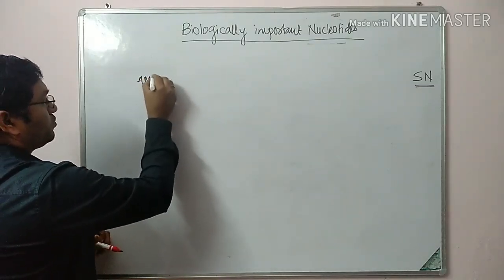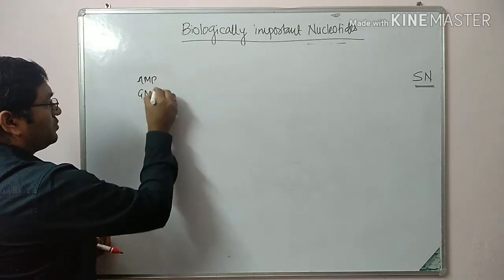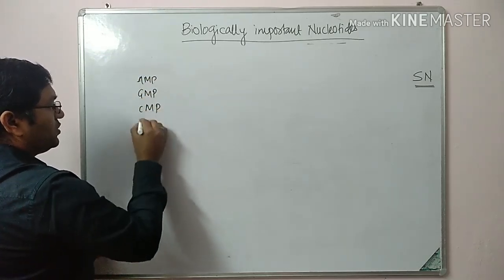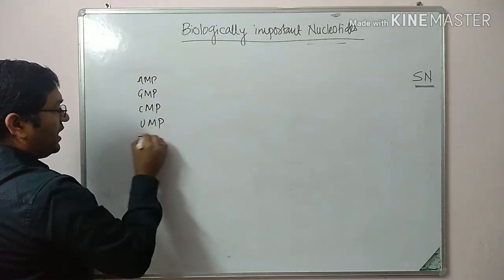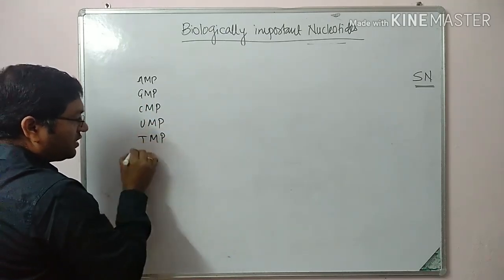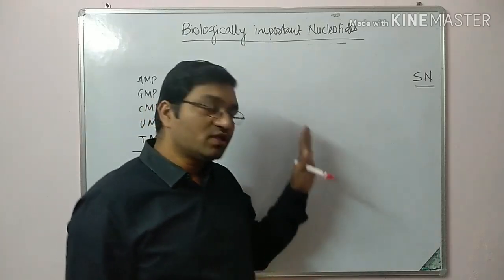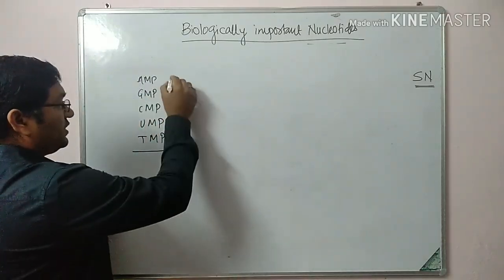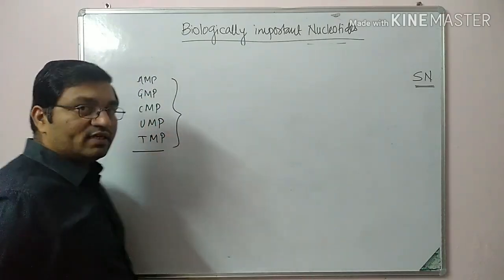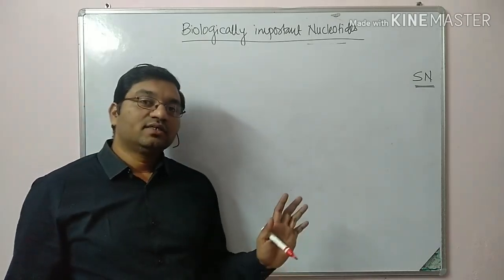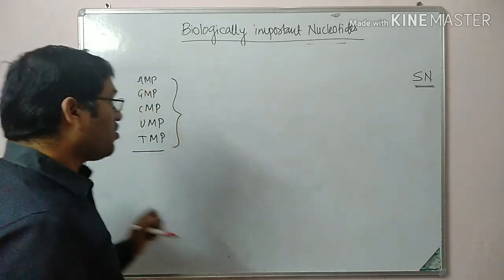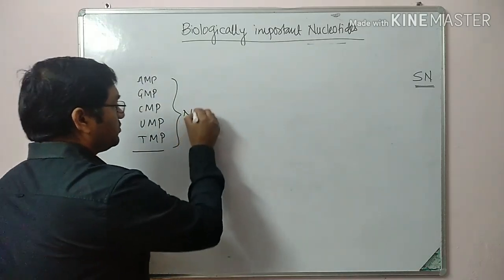AMP, GMP, CMP, UMP and TMP. These are the important nucleotides. The most important function of these nucleotides is that they are incorporated into nucleic acids, or they are the monomers of nucleic acids.